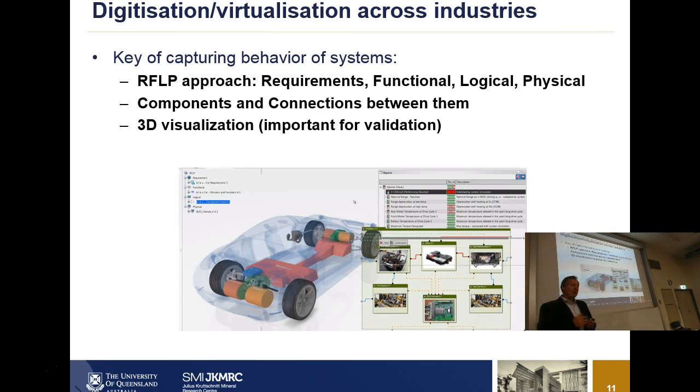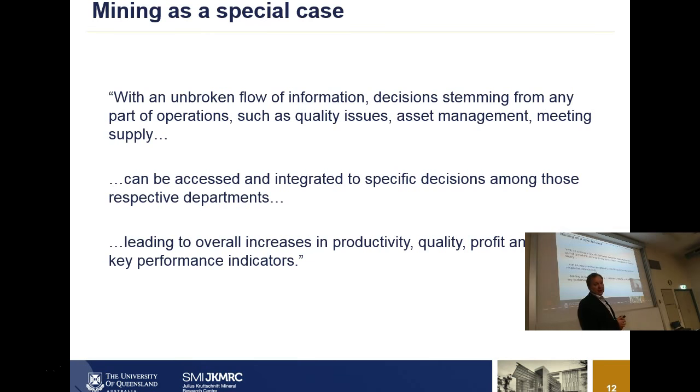So let's just summarize quickly. We touched on the difference between electronic, digital, and virtual. And now let's just summarize where we are regarding what's happening in digitisation, virtualisation across industries. Key, the RFLP approach. Whether we know we're doing it or we're not aware, that's what we do. The keys are systems thinking and components and connections between them. We're good at doing components. One of our next steps, I'm sure, will be looking at the connections between them and how those behave. And I reiterate, 3D visualization, in my mind, is very important for validation. Some things you just won't see unless you have 3D representation.